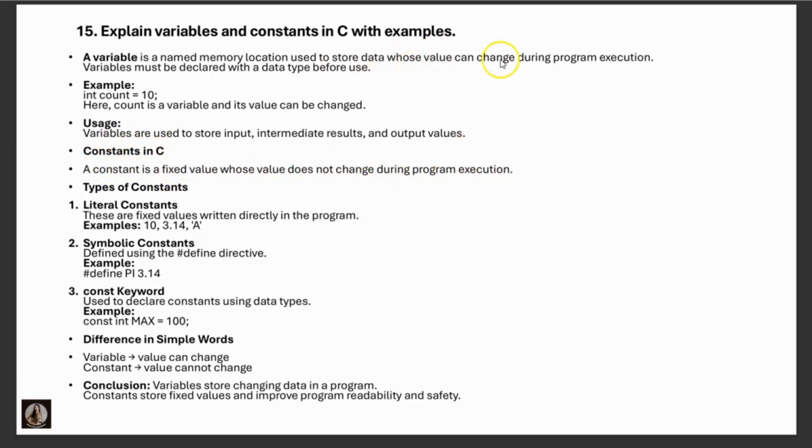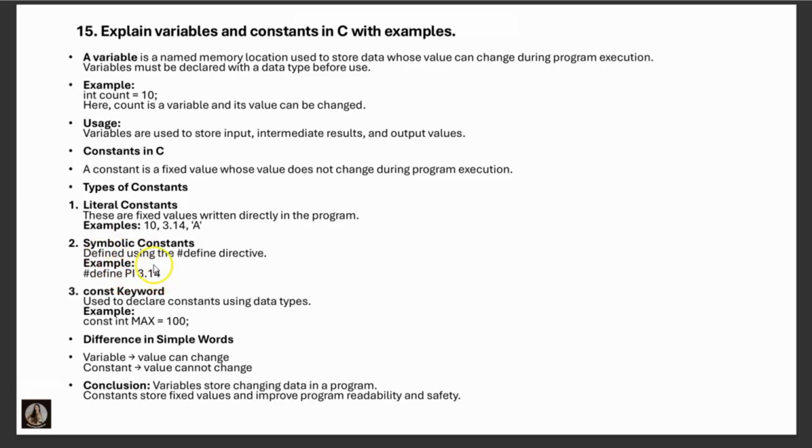Here, for a variable, the value changes during the program execution. Here it cannot change. The value cannot change during the program execution. The types of constants are literal constant, symbolic constant and const keyword. Literal constant means these are fixed values written directly in the program only. That is, for example, 10, 3.14 and 'A'. The symbolic constants are defined using the #define directive. For example, #define PI 3.14.